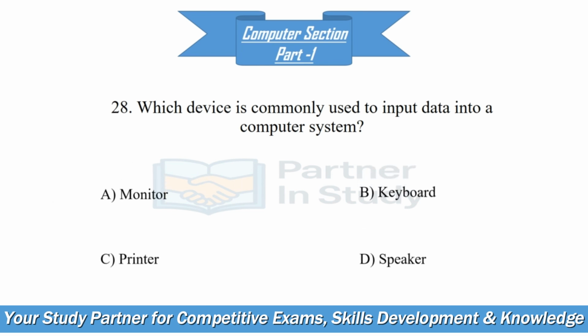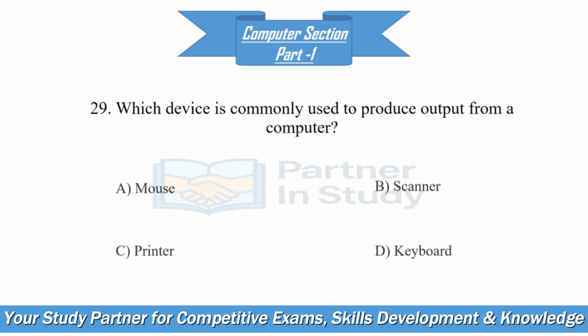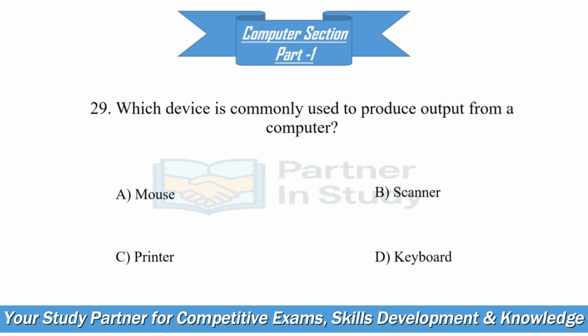Which device is commonly used to input data into a computer system? The right answer is option B, keyboard. Which device is commonly used to produce output from a computer? The right answer is option C, printer.